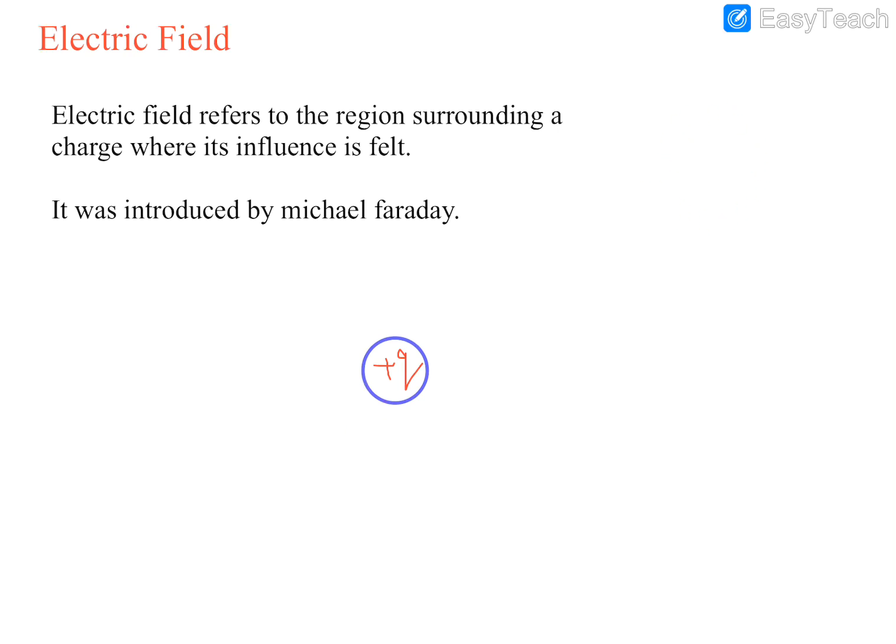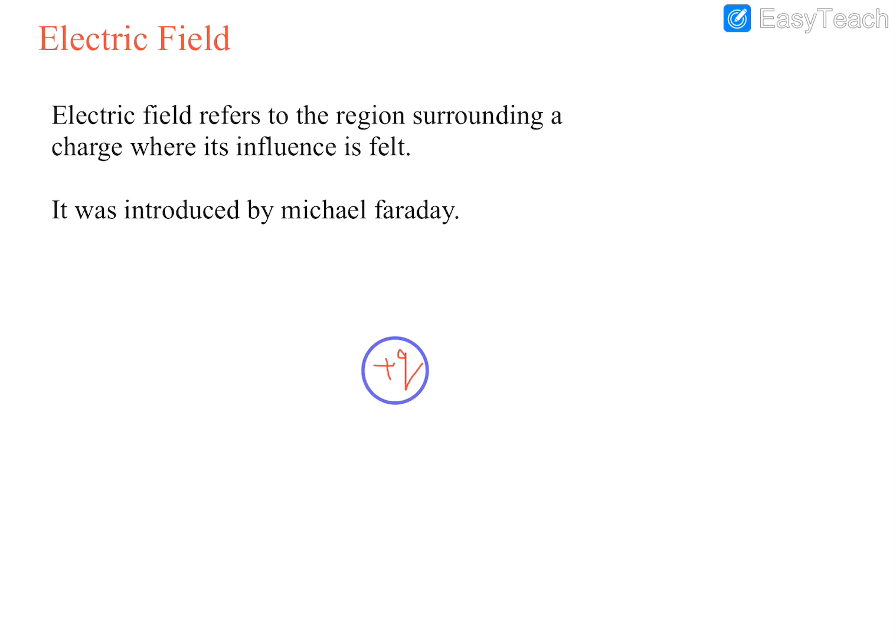Now imagine that you are placing a charge here, and if this charge is able to exert a force on the charge which is here, then you can conclude that the electric field of this charge is extending up to this region. So now I think it is clear. Electric field of a charge refers to the region surrounding a charge where its influence is felt.